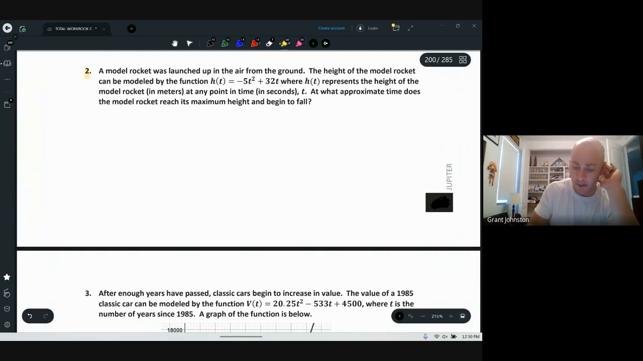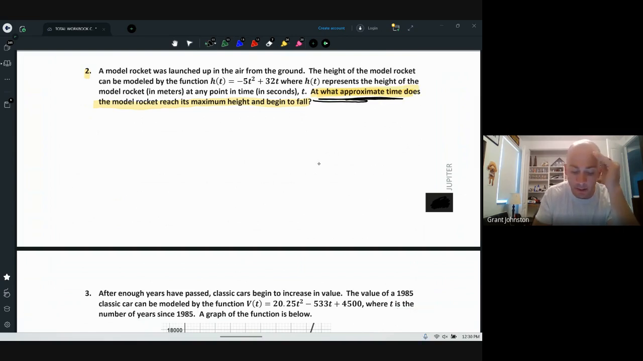At what time does it reach... let me just highlight what's asking. At what time does the model rocket reach its maximum height? So we want at what approximate time it reaches its maximum height. It's not asking for the maximum height. It's just asking at what time it reaches the maximum height. So let me reiterate that with a drawing.